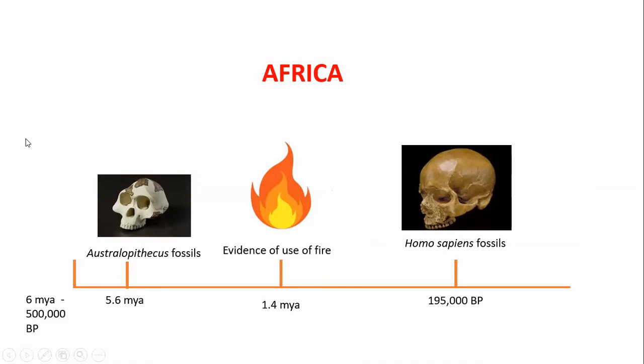You will draw a line, a timeline like that. Give it the name Africa and use the same color, red. Give the dates below, so 6 million years ago to 50,000 years ago before present.